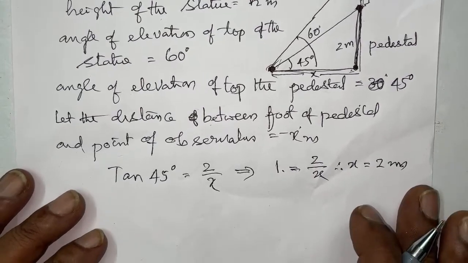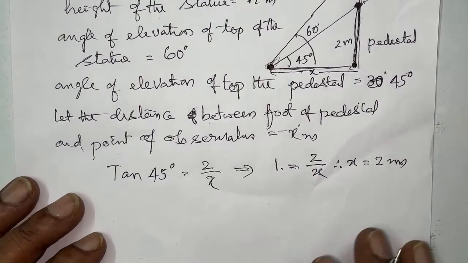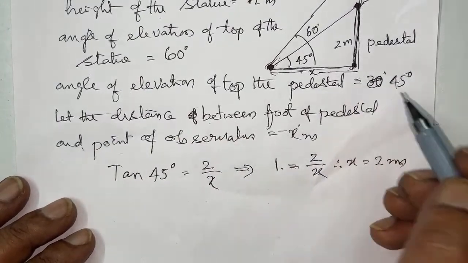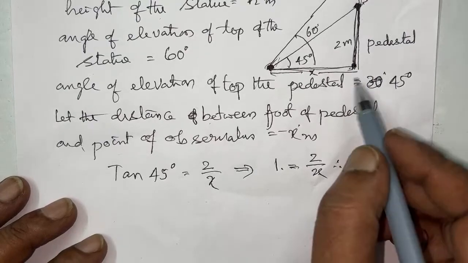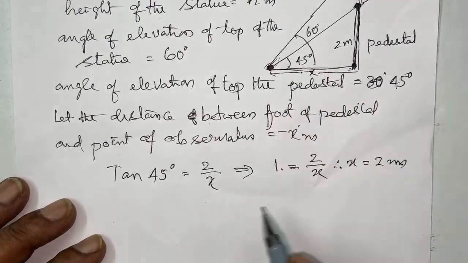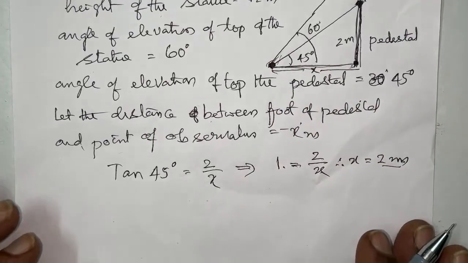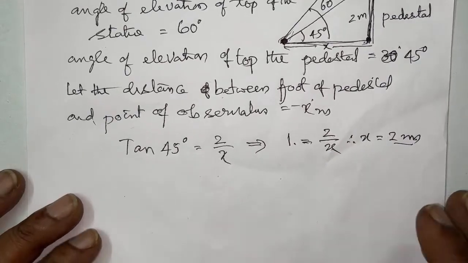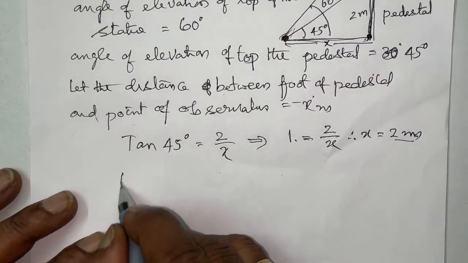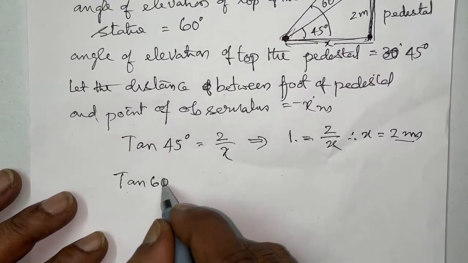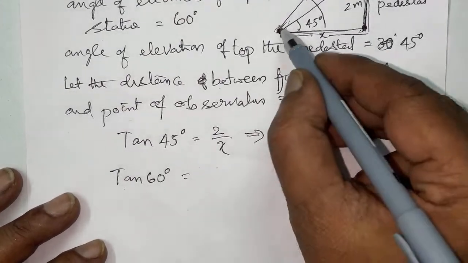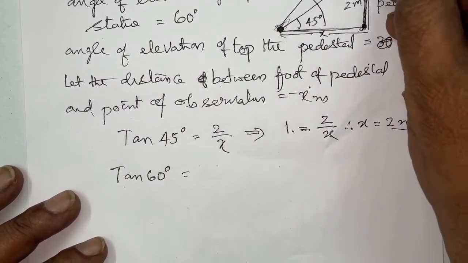Then what did you understand now? That means x is nothing but the distance between the foot of the pedestal and the point of observation, which is 2 meters. That we already got. Now we have to find the height of the statue. For that purpose we have to use tan 60.